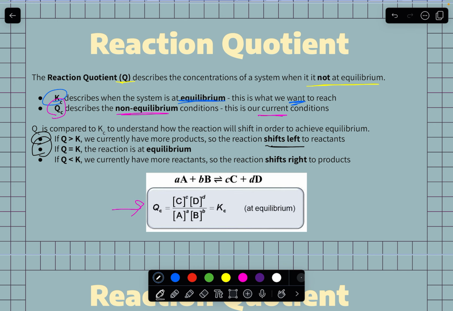So we're good, nothing changes, it's at equilibrium. If Q is less than K, that means we have more reactants than we want. So to get rid of those extra reactants, we shift to the products. Okay, so that's what Q means. It's the same thing as K, just not at equilibrium, so that we can know what we need to do to get to equilibrium.